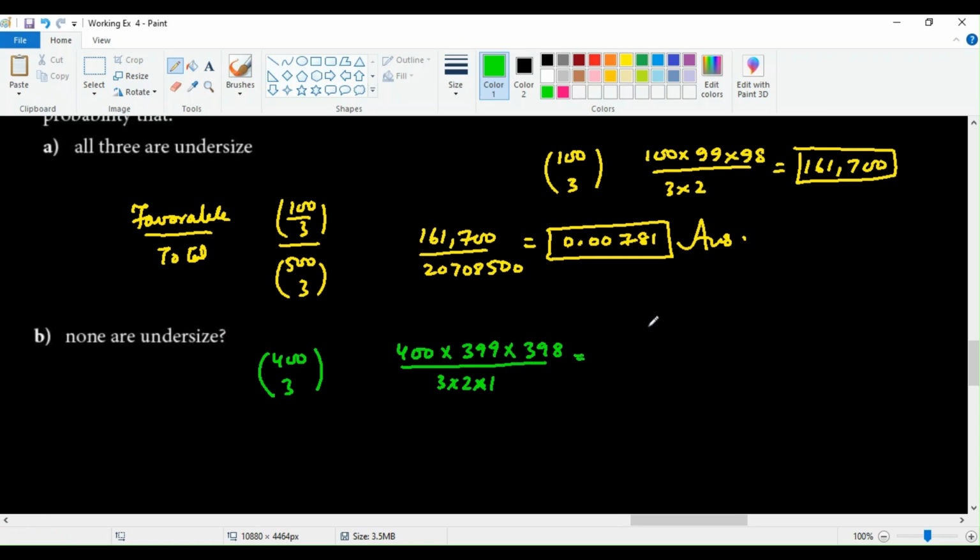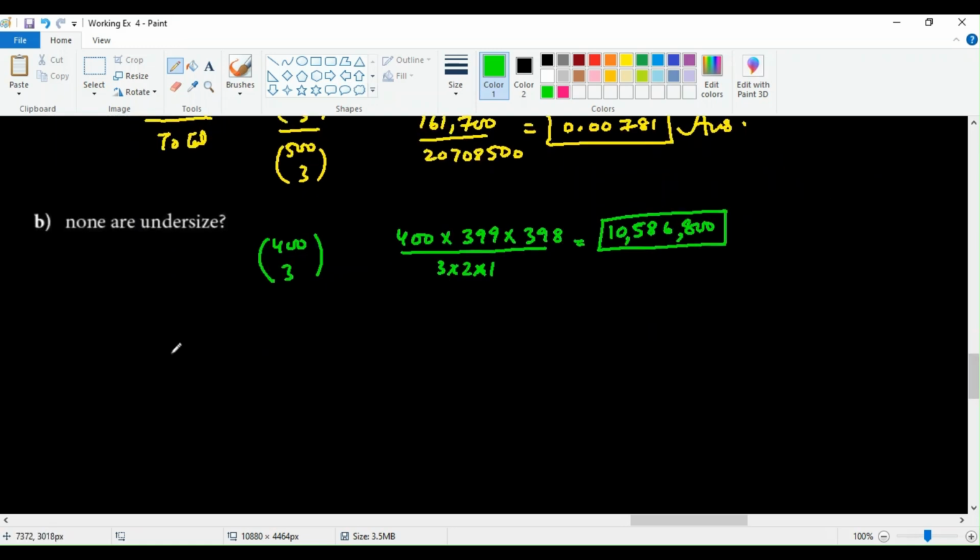gives us 10,586,800. This is the calculation for the first part. Now, none undersized, what we are going to do is, the possibility of none undersized is going to be 400C3 divided by 500C3.